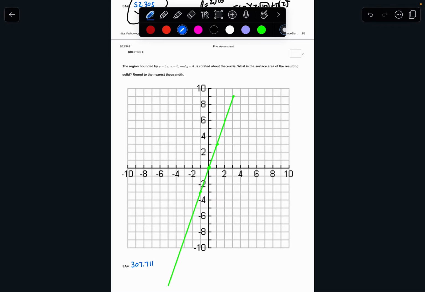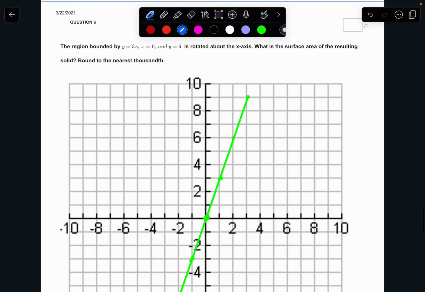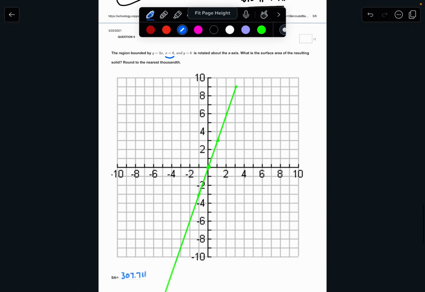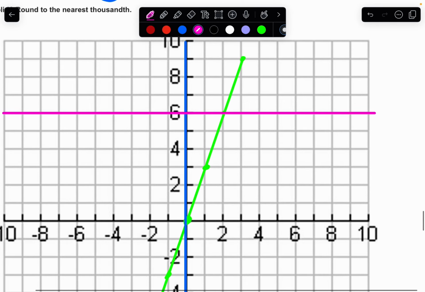I usually do my x equals, I did the wrong pattern. X equals 0, that is vertical. Y equals 6. That's the whole part. All right, so now we got our shape. So I'm going to outline our shape in red. Change it up just a little bit.